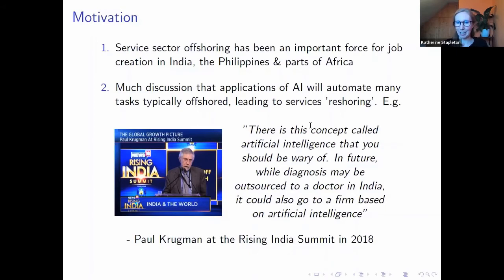So this is an example of Paul Krugman in 2018 at the Rising India Summit, saying there's this concept called artificial intelligence you should be wary of. In the future, while diagnosis may be outsourced to a doctor in India, it could also go to a firm based on artificial intelligence. So lots of speculation about the displacement effects of AI.